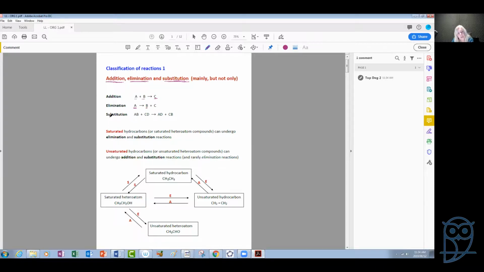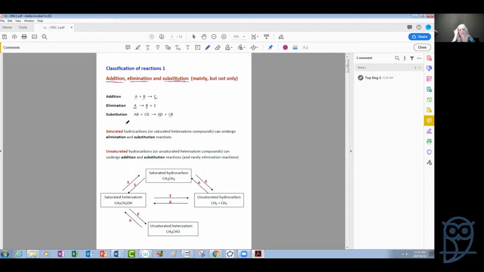In substitution reactions, as you can see from this general equation, we have a reshuffling of some atoms or some groups, and the resultant products are something different from the reactants. So we have the formation, in other words, of two different products.